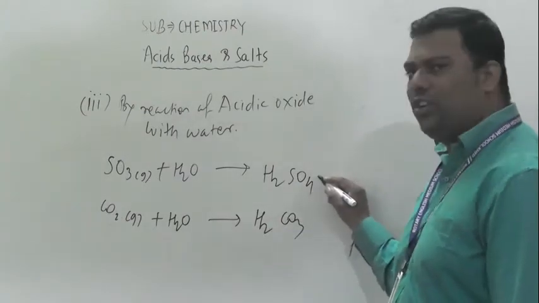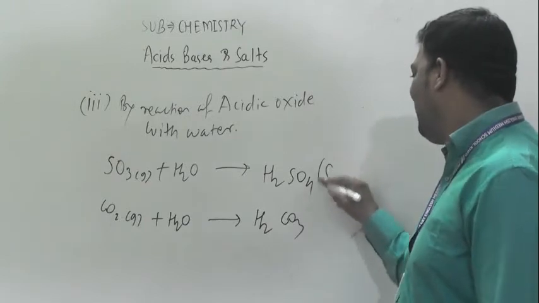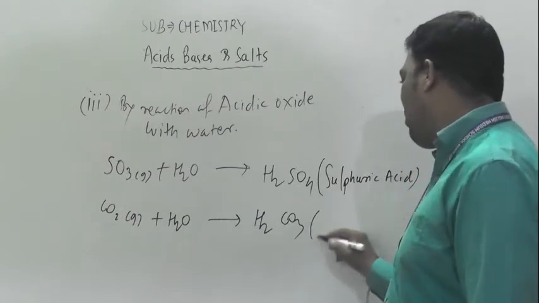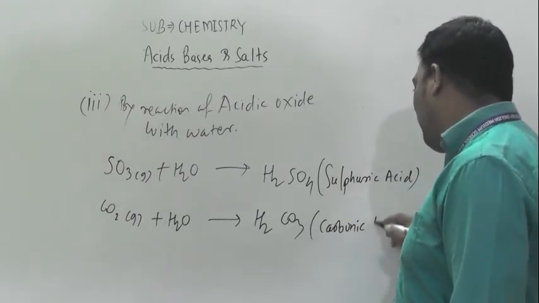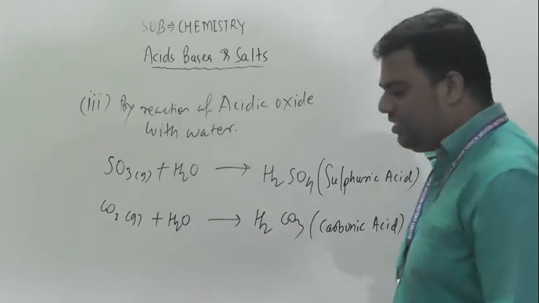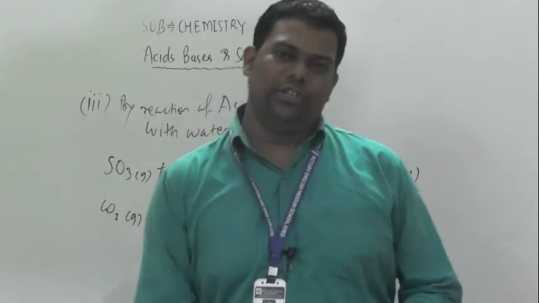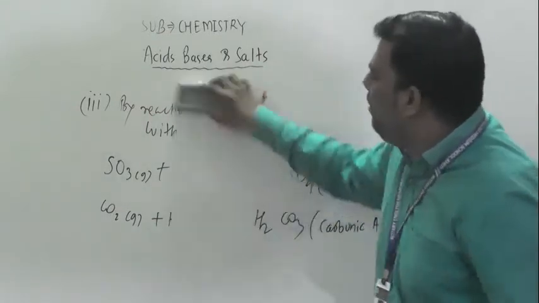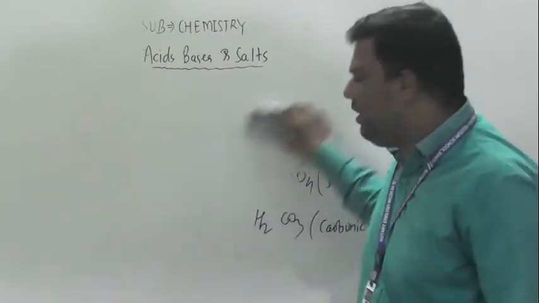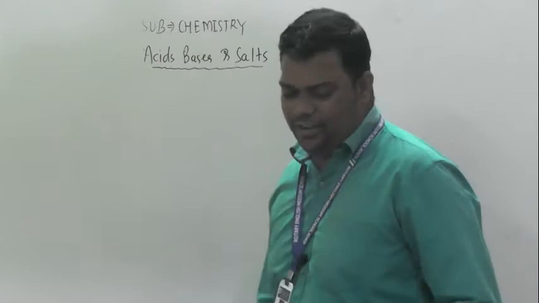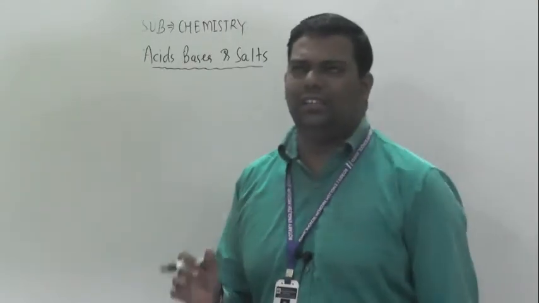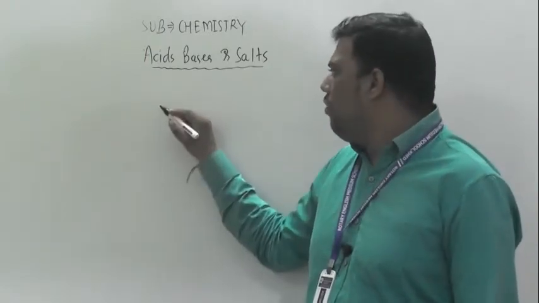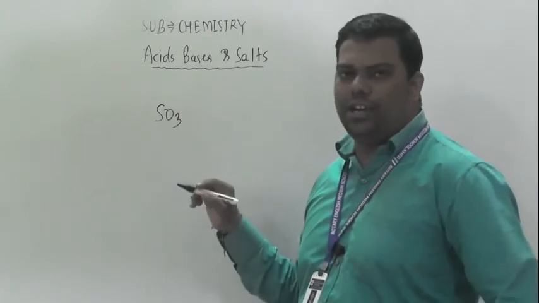Here you will get sulfuric acid, and here carbonic acid. These are a few methods of preparation of acid: by direct combination, then displacement, and now with the help of acidic oxide. Acidic oxides, such as SO3, are anhydrides.